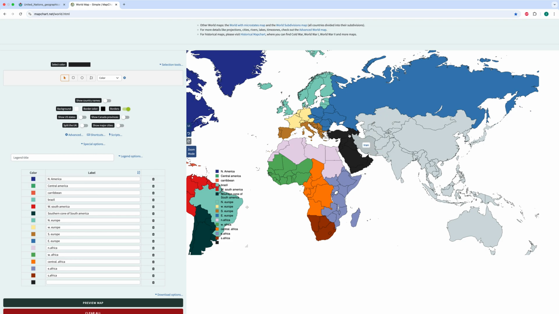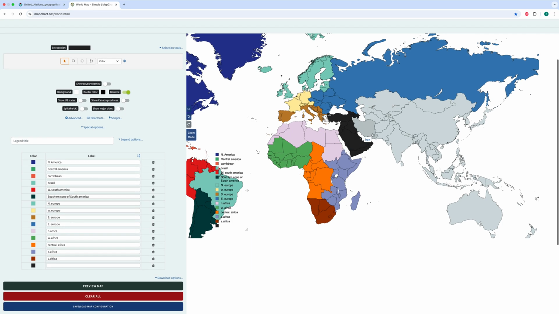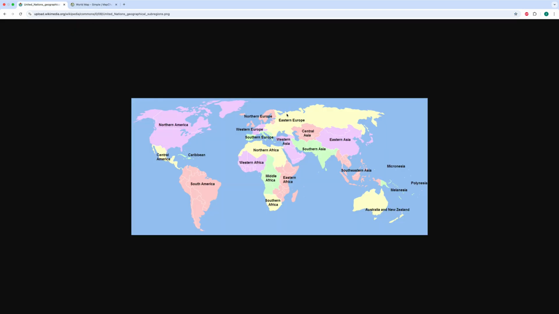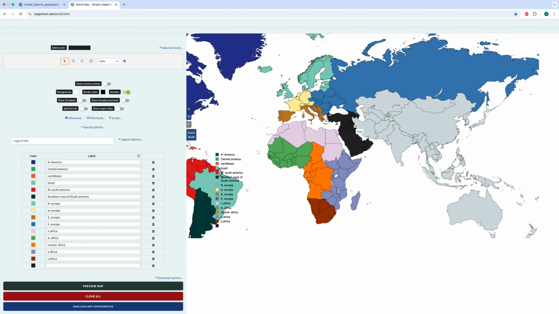Now most maps include Iran as part of it. I made a separate color for that, so it's a feature you can do here. This is the Middle East, with Egypt in Northern Africa, and Iran is in Southern Asia. This is a UN thing, so I just do what the UN does.